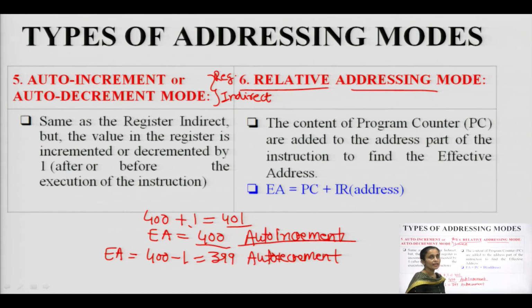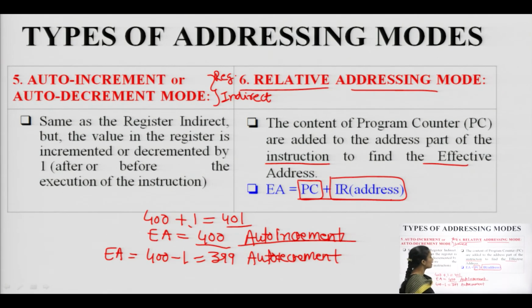The next mode is relative addressing mode. Relative, I have to go relative to something. Which thing do I have to go relative to? First, I already have the address field. What do I go relative to? That relativity is given by the PC, that is, the program counter. So EA is defined as the content of the program counter added to the address part of the instruction to find out the value of EA. So EA is written as PC plus IR.